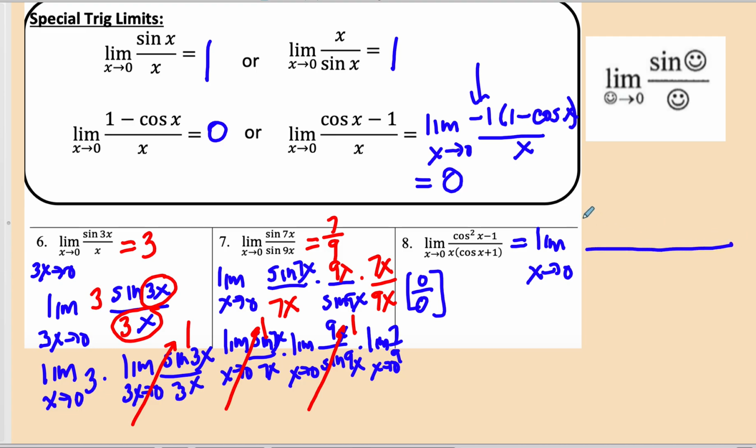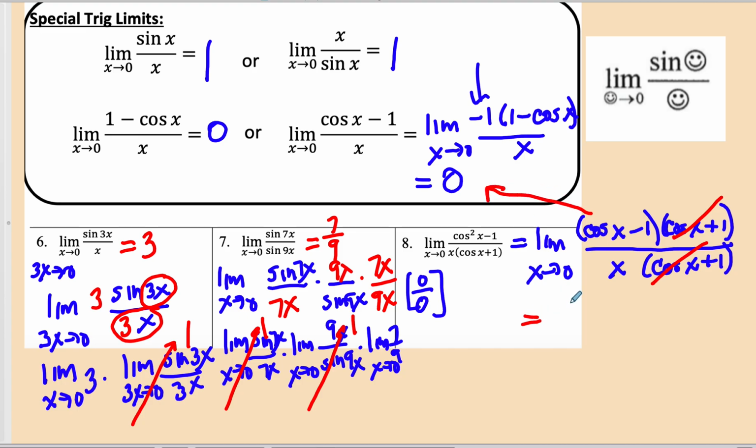And so I'm going to do some factoring. This is going to be cosine of x minus 1 times cosine of x plus 1, all over x times cosine of x plus 1. And I can see that I can reduce. This is a hole, so I'm going to fill up the hole. And now this is exactly what I have right up here, and so that answer is 0.